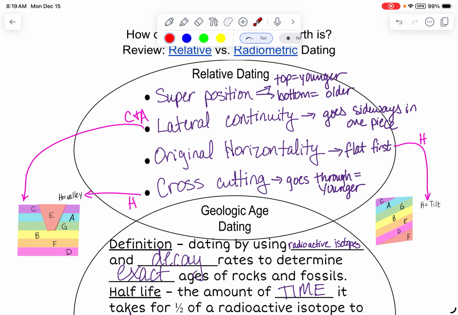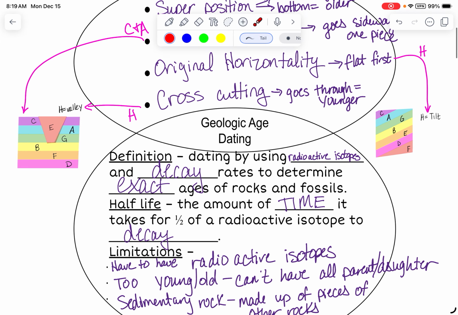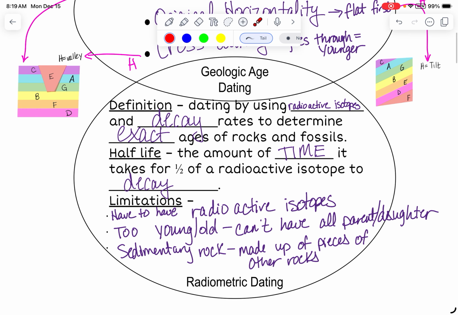And so we learned these laws of relative dating. The problem with relative dating is it's not exact. We don't know exactly when something happens. And so then we went to radiometric dating. Radiometric dating is exact age dating. It uses those radioactive isotopes and their decay rates to tell the ages of rock and rock fossils.